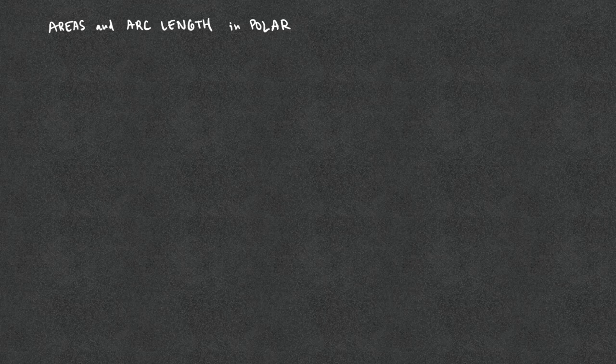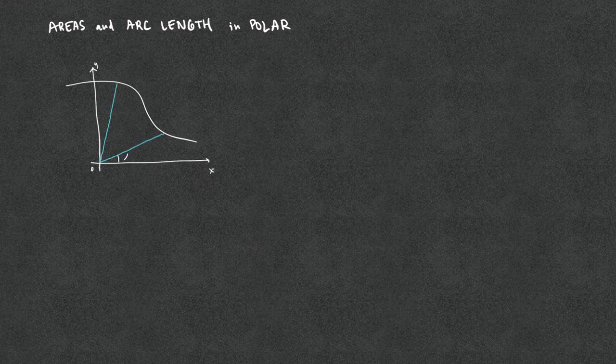Areas and arc length in polar coordinates. In the rectangular coordinate xy system, we find the area under the curve f above the x-axis or between two curves. In polar coordinates, we're finding the area bounded by a curve between two rays, alpha and beta, both measured from the positive horizontal axis. Thus, we're looking for this shaded area.